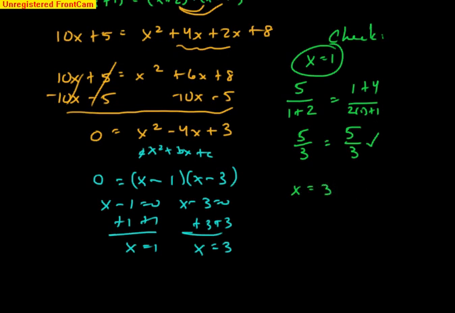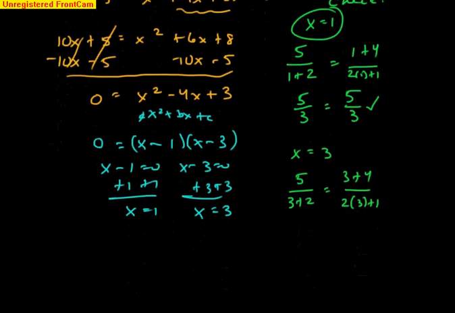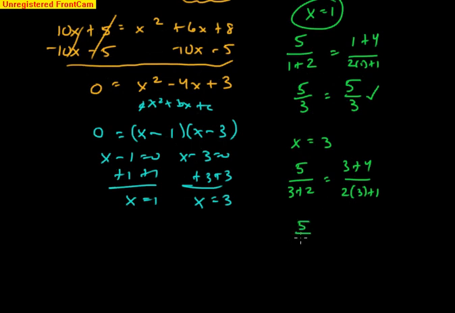Okay, now let's check x equals 3. And again, we'll do our original problem. 5 over 3 plus 2 equals 3 plus 4 over 2 times 3 plus 1. 5 over 5 equals 7 over 2 times 3 is 6 plus 1 is 7. These simplify to 1. Checks out. So in this case, the denominator did not become 0, and both answers did work.